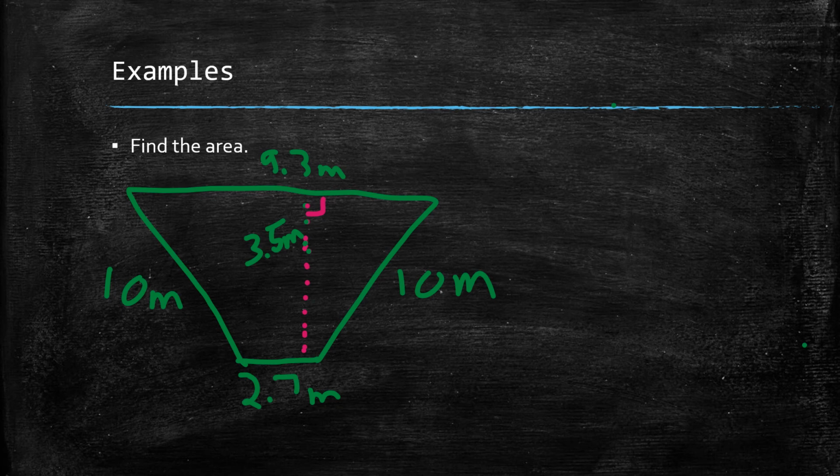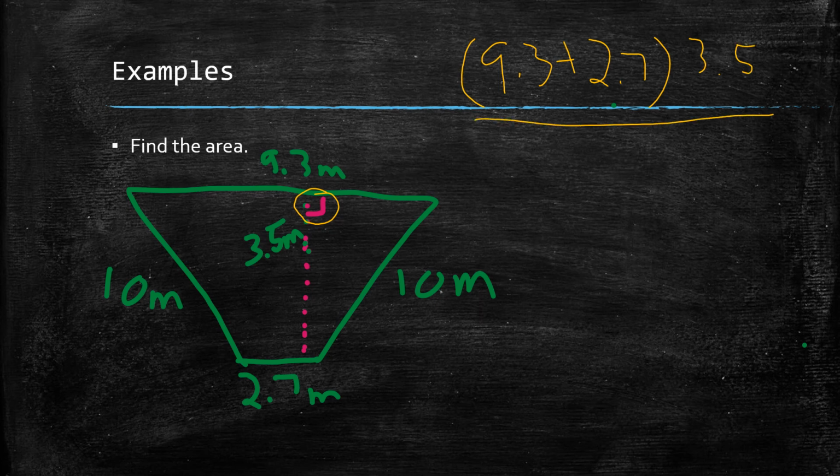Okay, so I see my height right here in the middle. It's connecting the 2 bases. The 2 bases are parallel lines. So I have 9.3 plus 2.7, that needs to be in parentheses. The height's the inside, that distance, starting with the 90-degree angle, that is 3.5. I'm going to divide this one by 2.